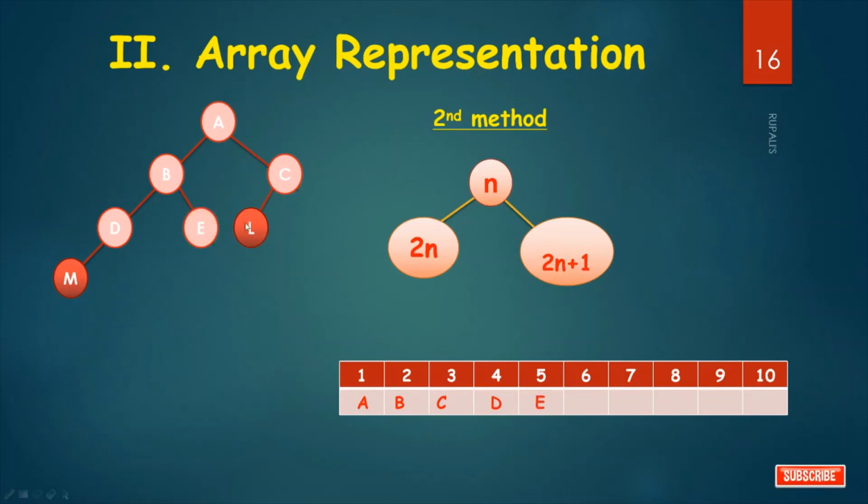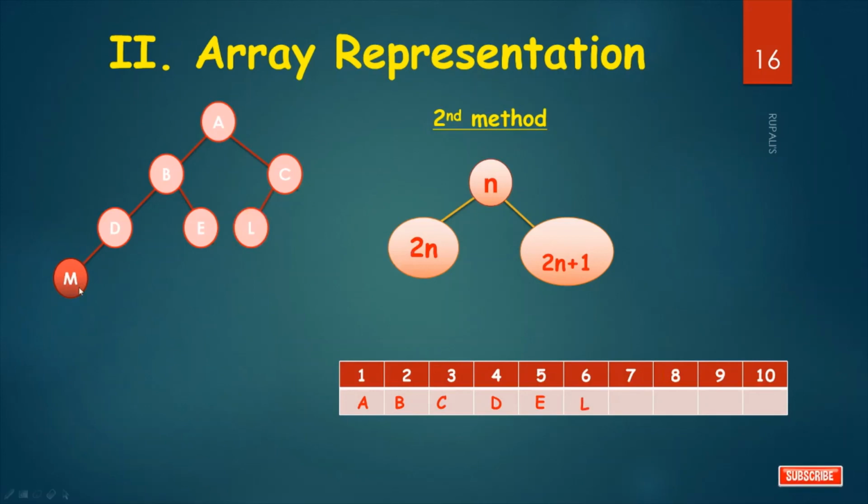Now L. In case of L, the parent node is in location 3. So what is the value of n for C? It is 3. So what is the index for L? It is 2 into 3, that is 6 location.